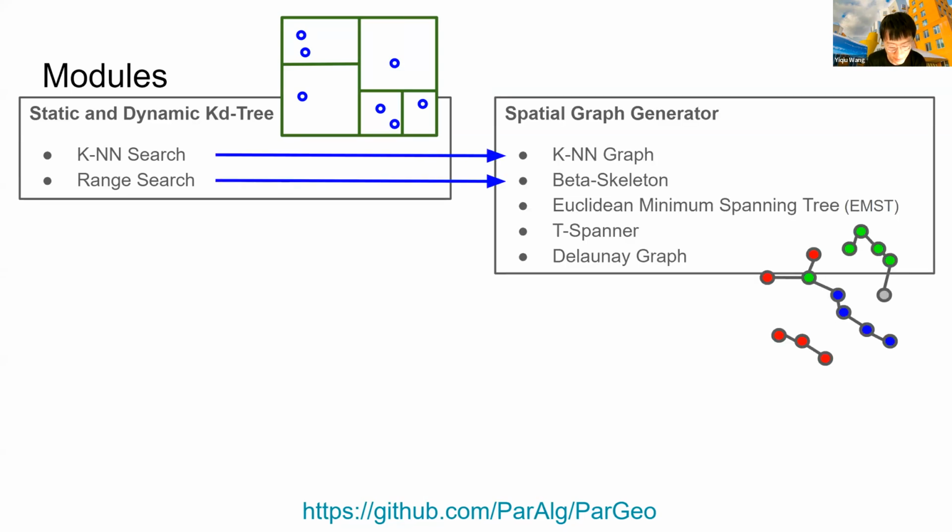The second module is a spatial graph generator. It contains multiple graph generators that take in multidimensional point datasets and output graph edges. For example, it is able to construct a KNN graph, minimum spanning tree, and other graphs as listed. As indicated by the arrows, the K-D tree introduced in the first module is used here for generating the KNN graph. It is also used for generating beta skeleton.